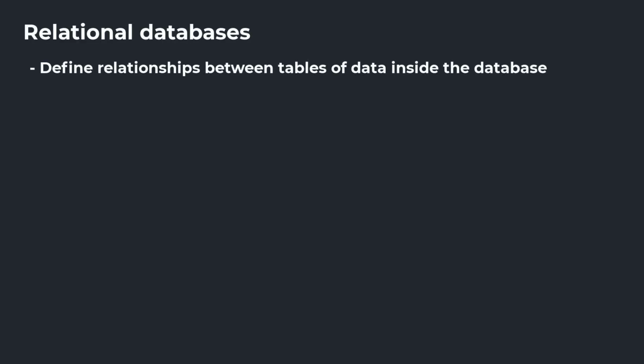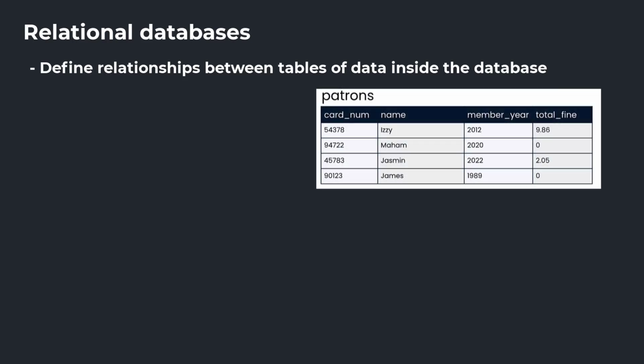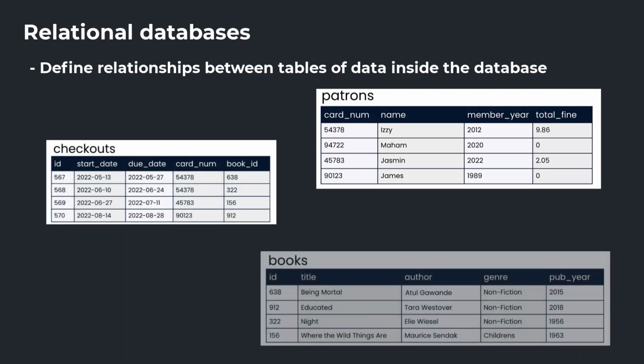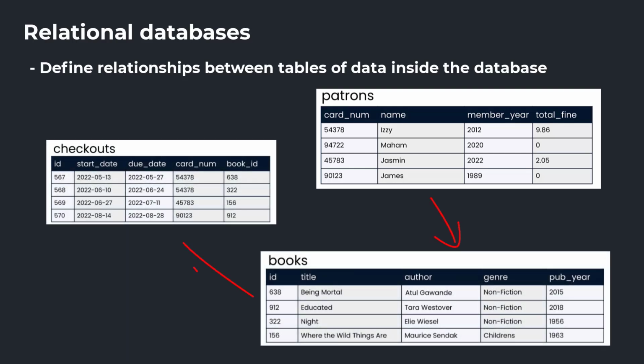A relational database defines relationships between tables of data inside the database. For example, each of our library patrons might be associated with several checkouts. Through these relationships, we can draw conclusions about data housed in separate tables in the same database, and answer questions such as, which books did James check out during 2022, or which books are checked out most often.